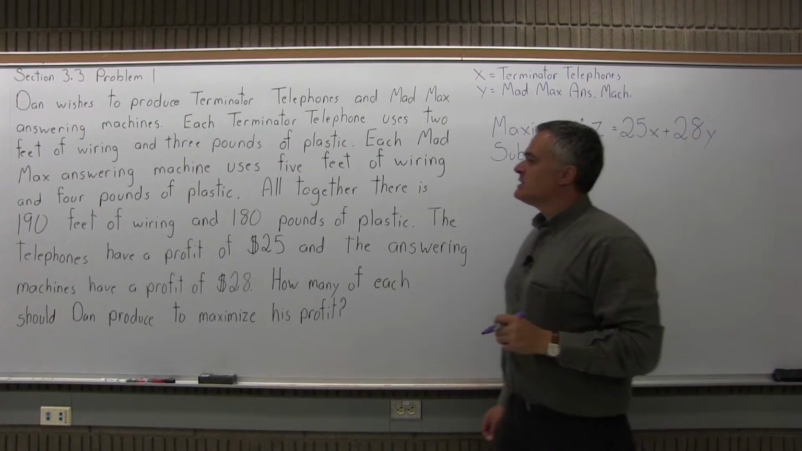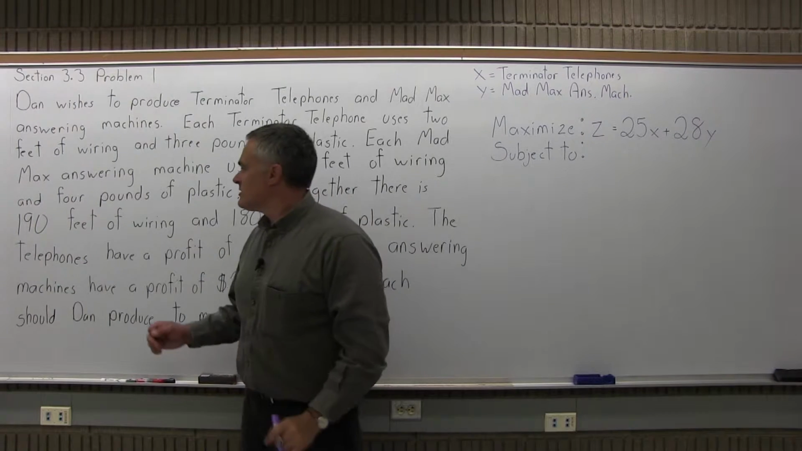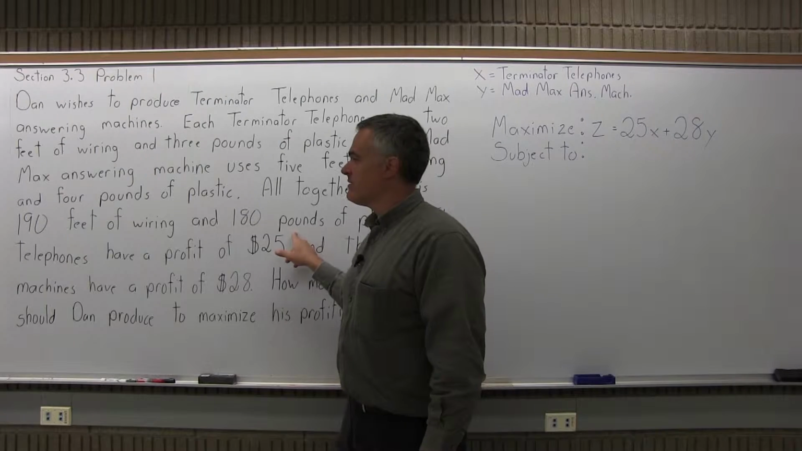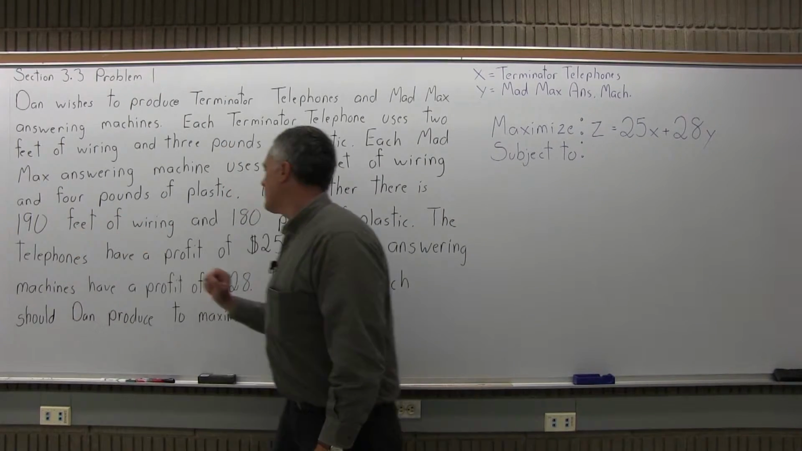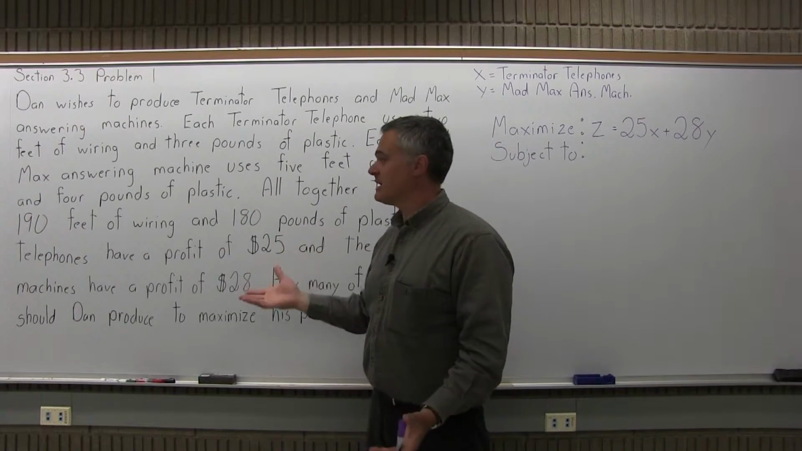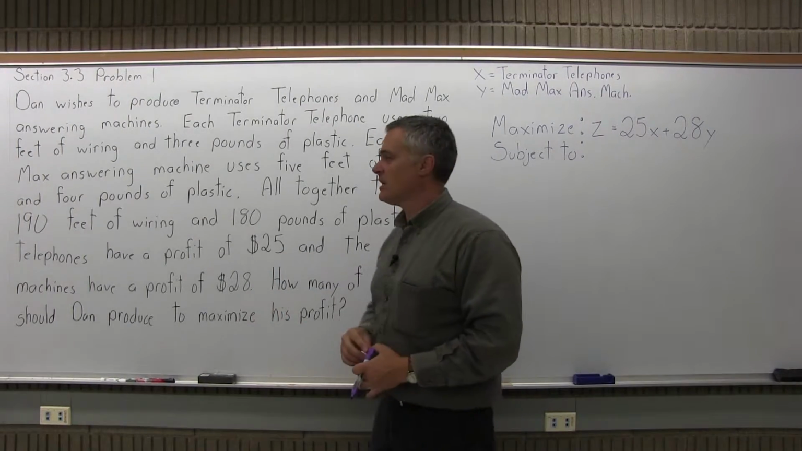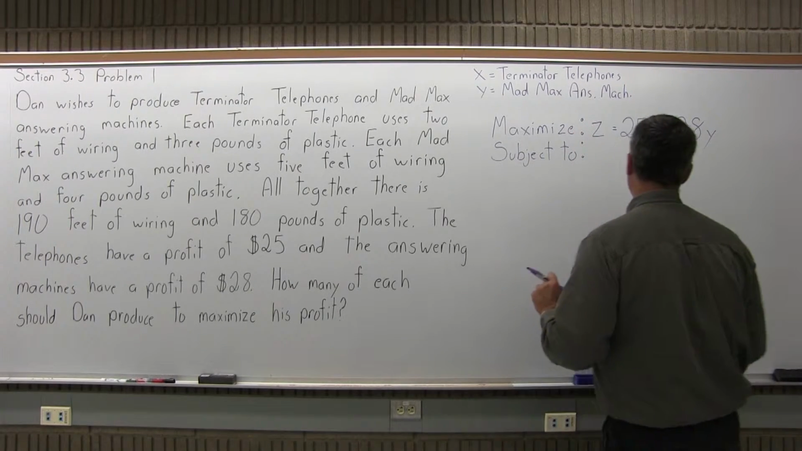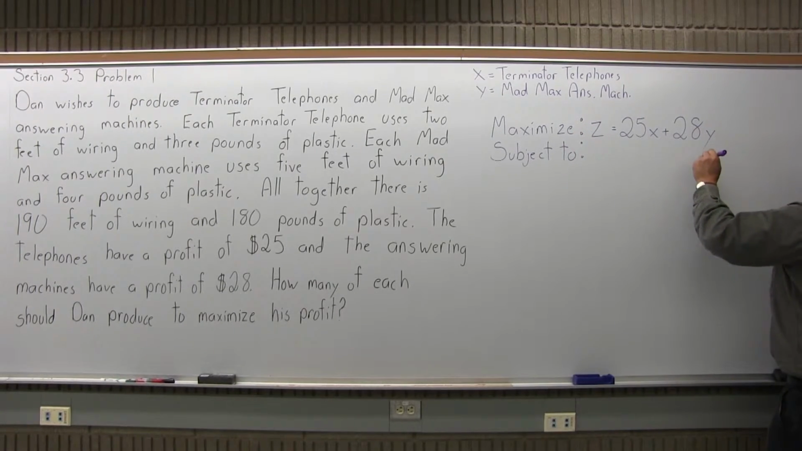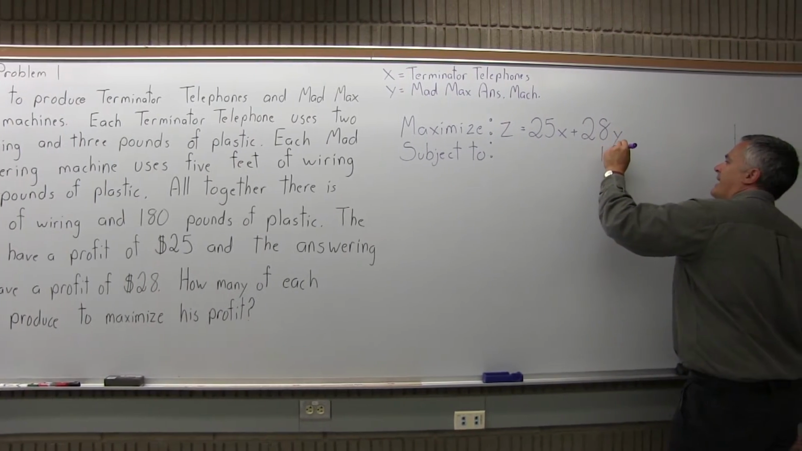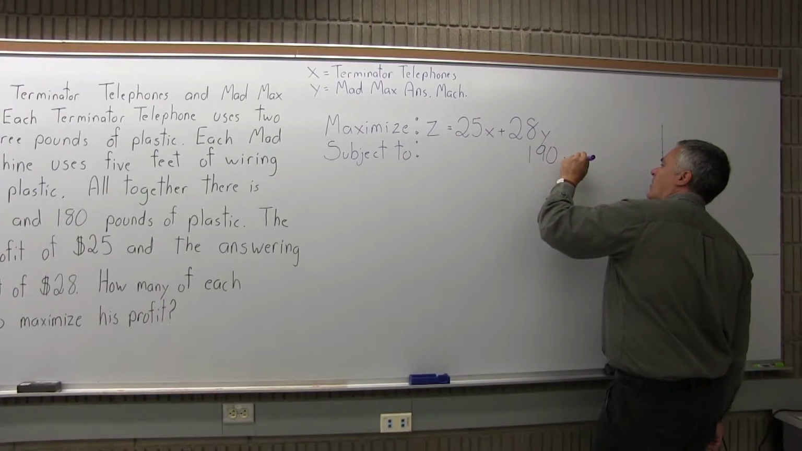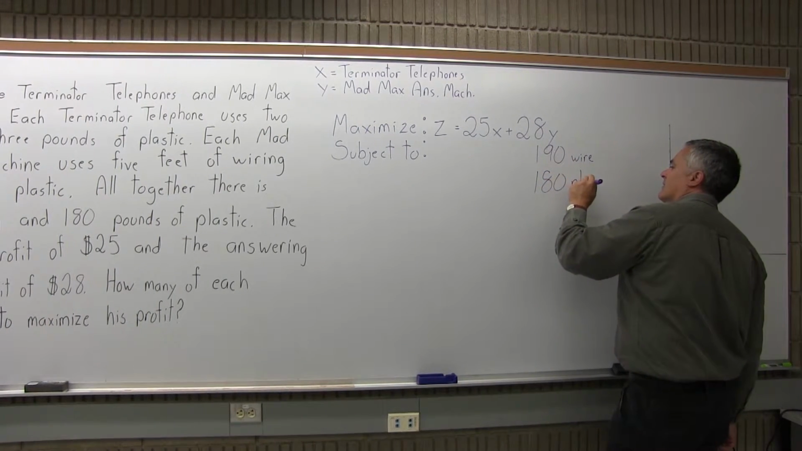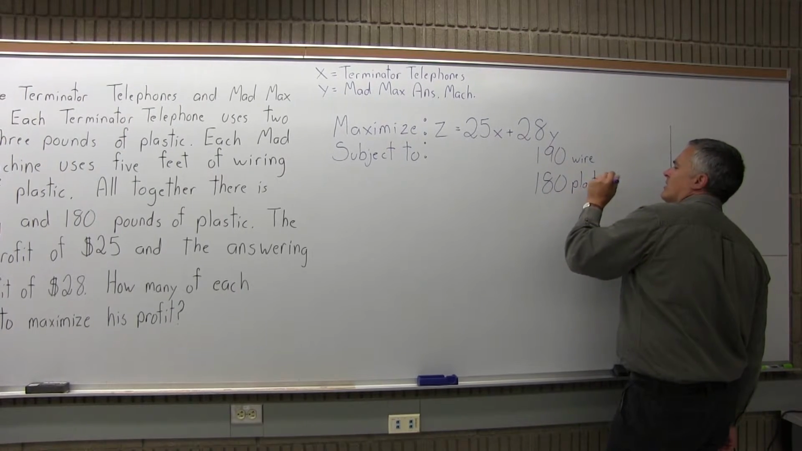And now in terms of the constraints, the limiting factors, what's going to limit the number of answering machines and telephones I can produce is the amount of wiring and plastic that I have. I have 190 feet of wiring, 180 pounds of plastic, and something's going to get used up first. It's going to determine how many I can make altogether. So my 2 limiting factors are the 190 on the wiring and the 180 on the plastic. So off to the side, let me write 190, and I'll label it wiring, 180, plastic. You can abbreviate a little bit if you like, that's okay.